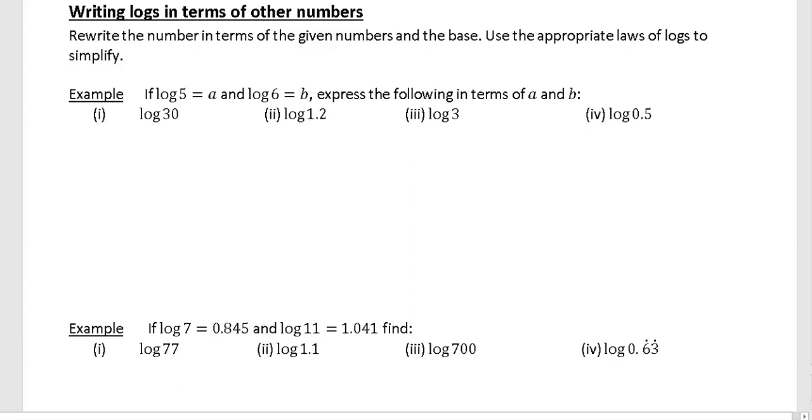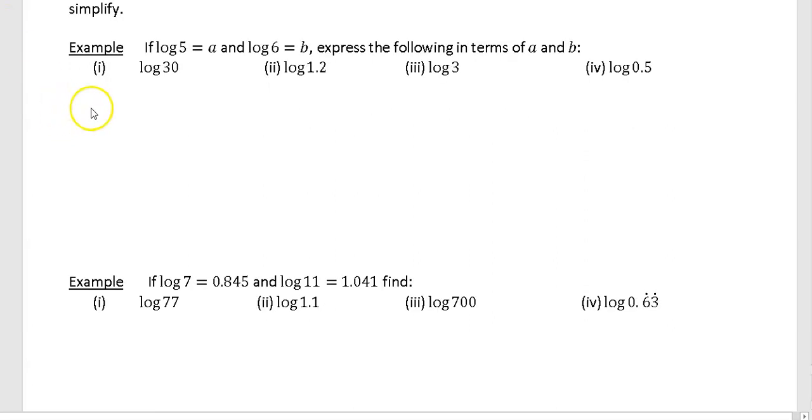In this video, we're going to look at how we can use our rules of logs to write logs in terms of other numbers. So we're going to jump straight to the examples here. The first example says if log 5 is equal to a and log 6 is equal to b, express the following in terms of a and b. Now there's two parts to this question.